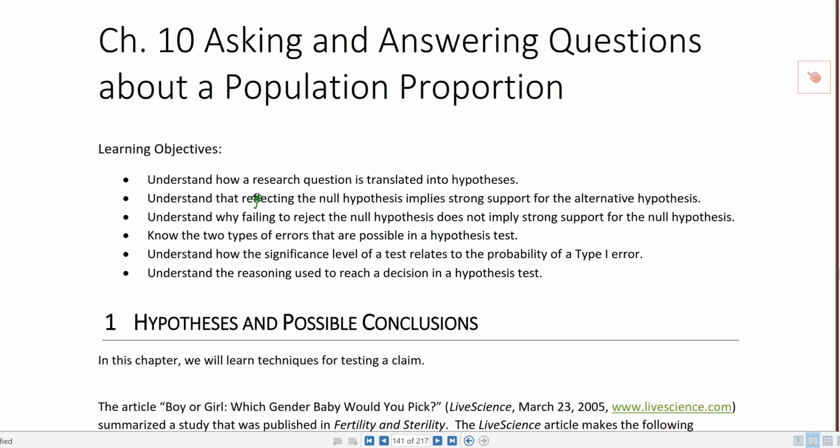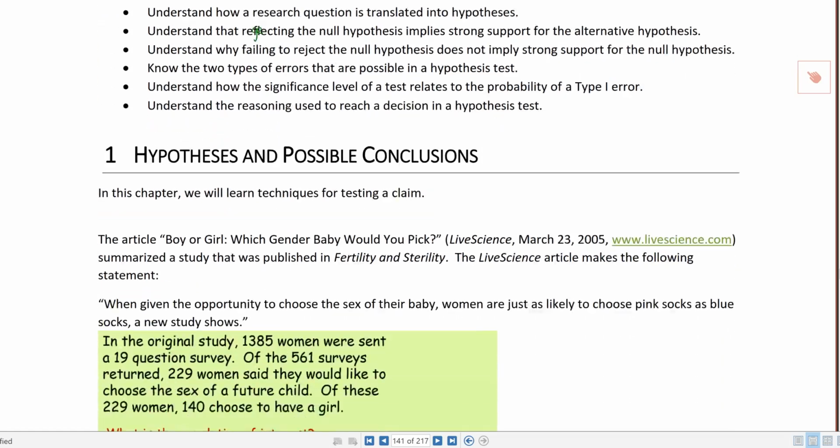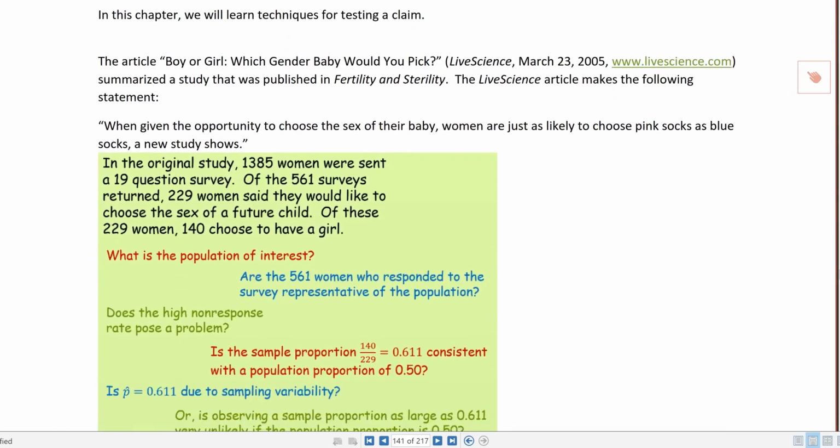We want to make sure that we know the two types of errors that are possible in a hypothesis test and understand how the significance level of a test relates to the probability of a type 1 error. And finally, we want to understand the reasoning used to reach a decision in a hypothesis test. Okay. So first of all, we'll learn techniques for testing a claim.